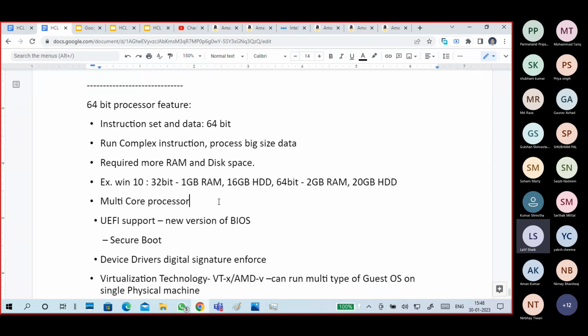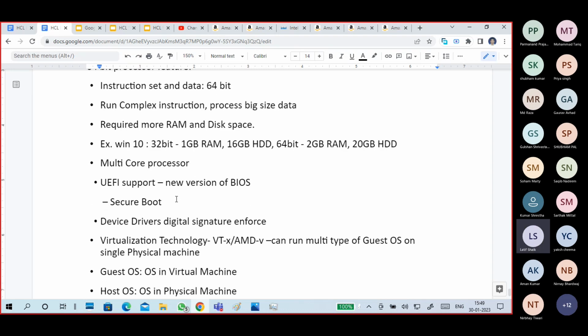So guys, as bit size increases there are certain features, but we still need more RAM capacity, and of course the infrastructure size also increases. Multi-core processing support is there. Earlier, in the 32-bit time, it was a single core or dual core processor, but now we are getting multi-core processing: quad core, octa-core, deca-core processors nowadays.